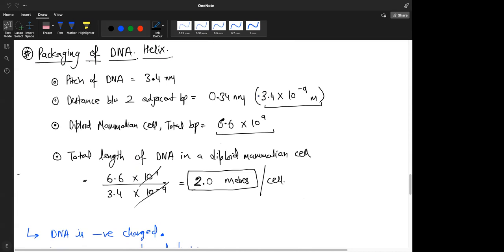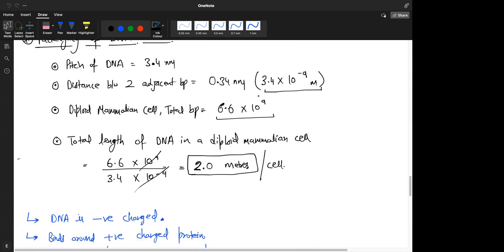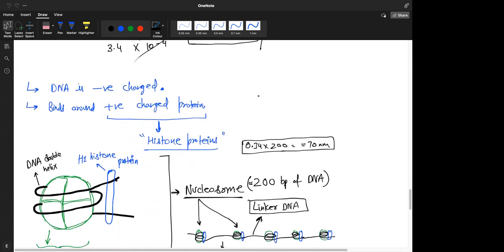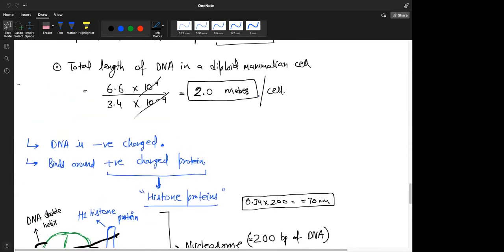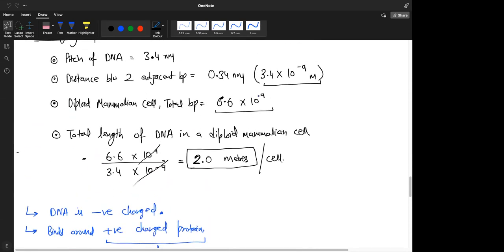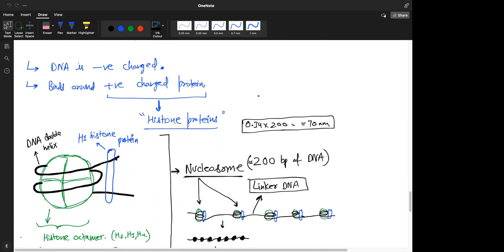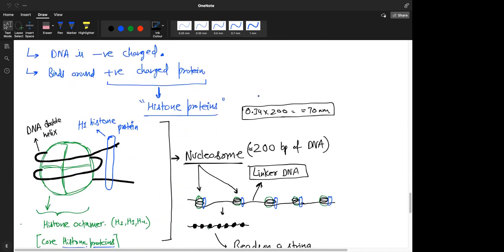Then one strand is of 3.3 nanometer length. Then one pitch approximately consists of 10 base pairs. Then the total length of DNA in a diploid mammalian cell is approximately 2 meter per cell. DNA is negatively charged.